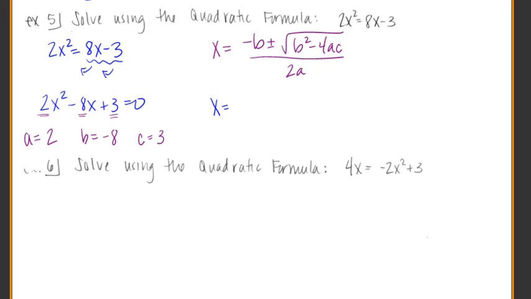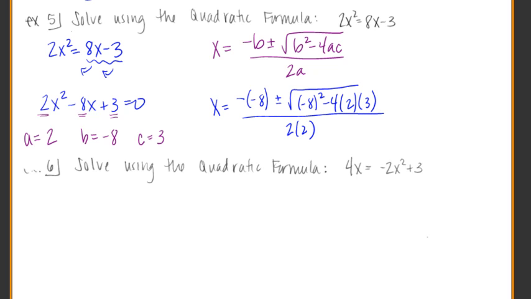So x is going to be negative b, so it's going to be a negative 8 plus or minus the square root of b squared, so negative 8 squared minus 4 times a times c all over 2a, just like that. Okay, so let's keep cleaning this up a little bit. So x is going to equal positive 8 now, because two negatives make a positive, and we have the square root of, it looks like negative 8 squared is 64 minus 4 times 2 is 8, and 8 times 3 is 24, all over 4.